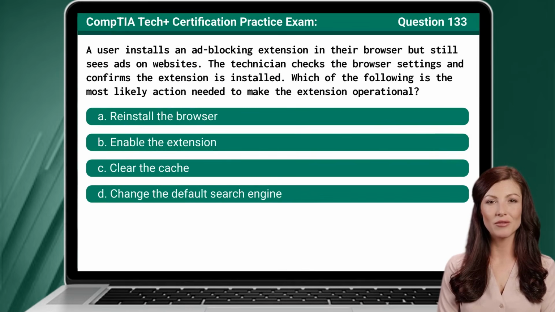Question 133. A user installs an ad blocking extension in their browser but still sees ads on websites. The technician checks the browser settings and confirms the extension is installed. Which of the following is the most likely action needed to make the extension operational?